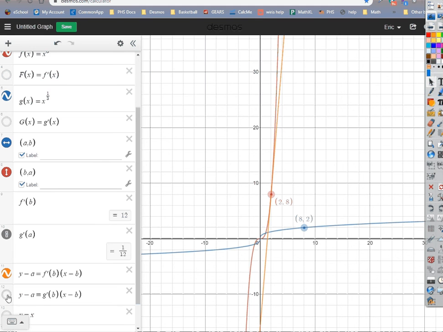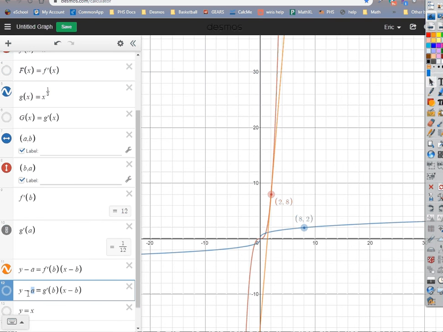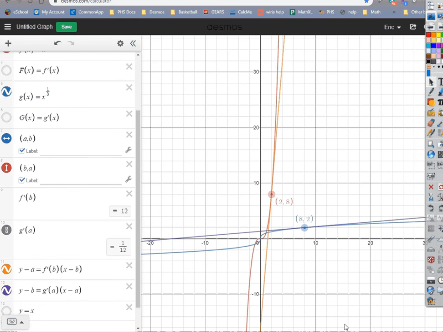And if I graph the tangent line, let me fix this first, which would just be y minus 2 equals g prime of 8 times x minus 8. Look what happens. What do you notice about those tangent lines? Yeah, look at that. They're also inverses, aren't they? Don't they have to be?